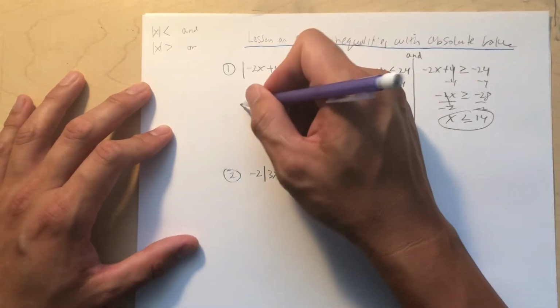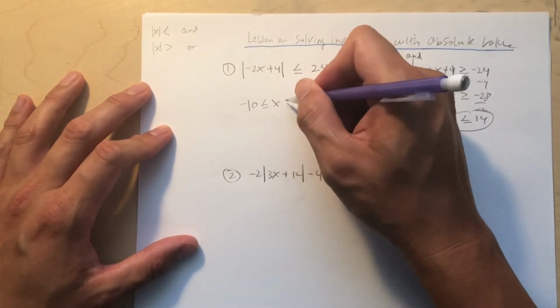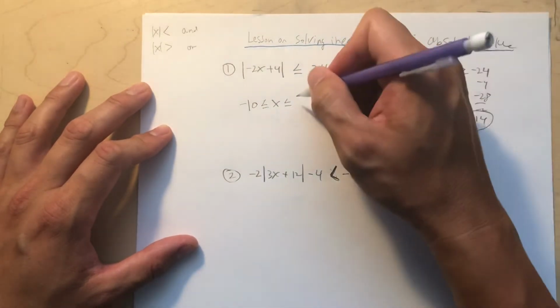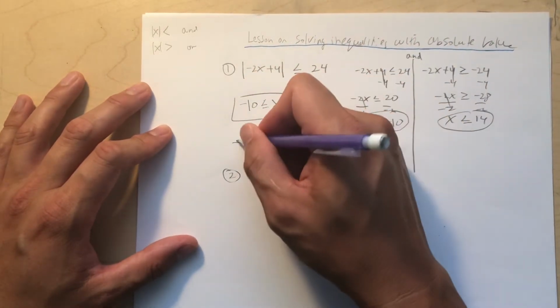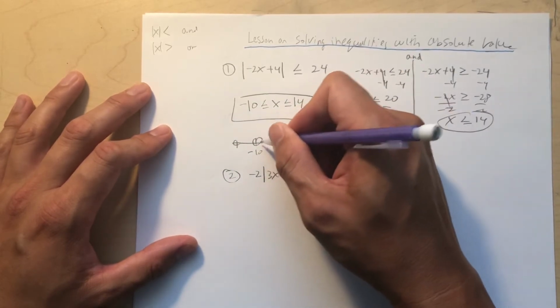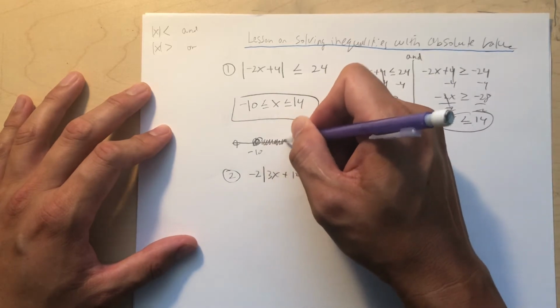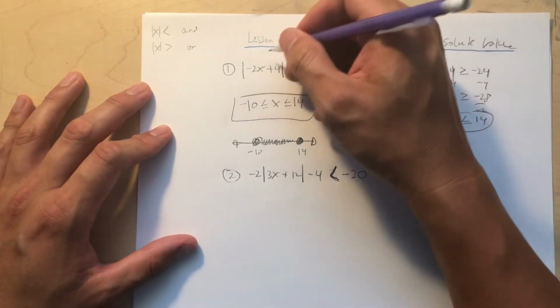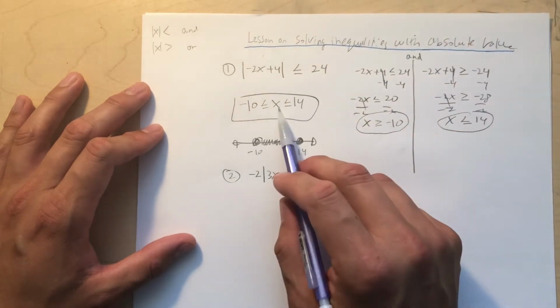So you could write the answer like this: negative 10 less than or equal to x, and x less than or equal to 14. All right, so again, x has to be in between those numbers. Now, when you graph this, it's negative 10 here, and then 14 there, and then you shade that. So x can be negative 10, it can also be 14. The reason why is because of the equal sign.